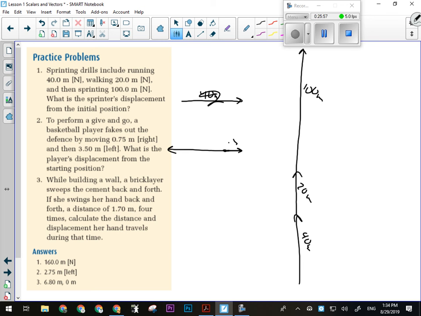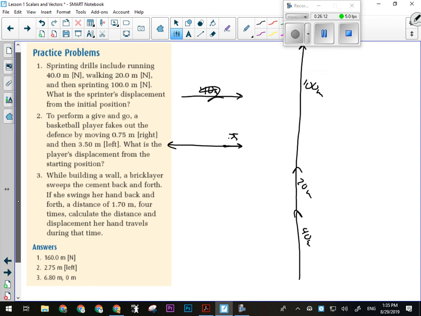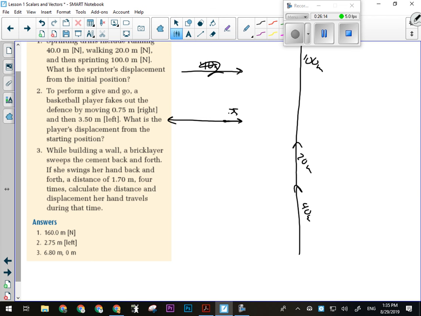Okay, so we got 0.75. And then we got 3.5. So 3.5 minus 0.75 is going to give me 2.75 meters to the left. Okay, that would be their displacement there. Okay, now number 3 I didn't ask you to do, but it's pretty straightforward.